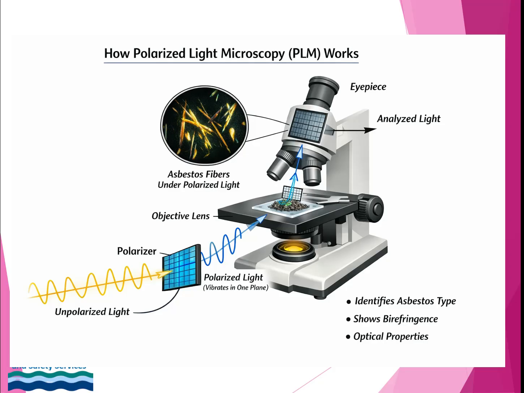This image shows how a PLM system works. The light passes through a polarizing filter to produce a light beam that vibrates in only one direction. The beam is then shone through the sample, and the magnified images are read by the technician.